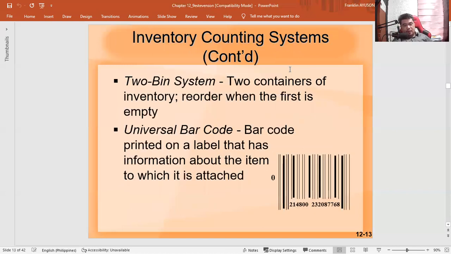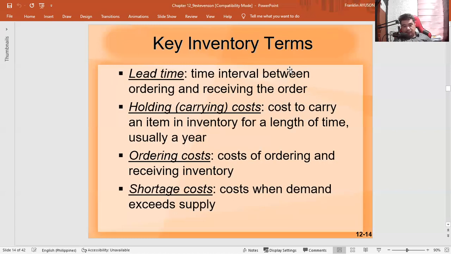So for example, nag-2-bin system ka, naubos yung isang bin mo. So reorder ka na ngayon. Bakit? Kasi for example, ang estimate mo 2 to 3 days mauubos yung bin, 1 to 2 days darating yung another bin na in-order mo. So meron kang 1 day lead time. Ibig sabihin yung oras kung kailan ka umorder, tsaka kung kailan dumating, ang tawag doon lead time.